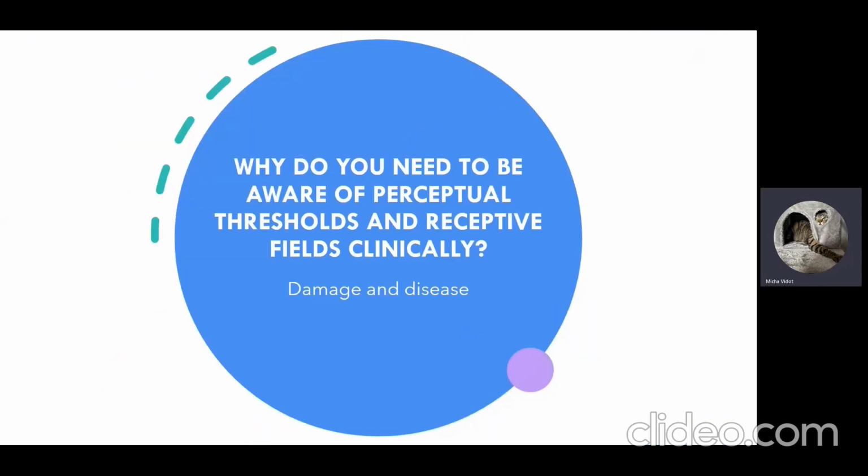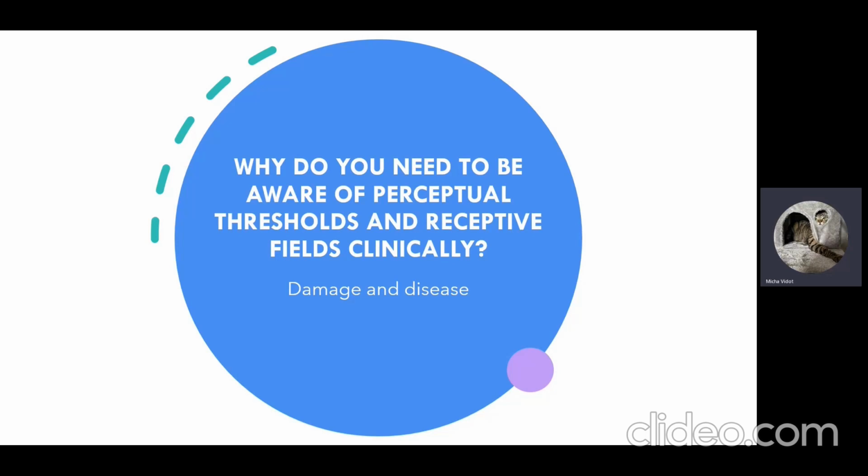Now, why do we need to be aware of perceptual thresholds and receptive fields clinically? And the words are damage and disease. So basically, you can differentially affect different types of receptors, and you need to be able to choose the correct tests for each type of receptor. You can also have an increased perceptual threshold where receptors are lost, and also neural damage can disrupt inhibitory systems and lead to hypersensitivity.